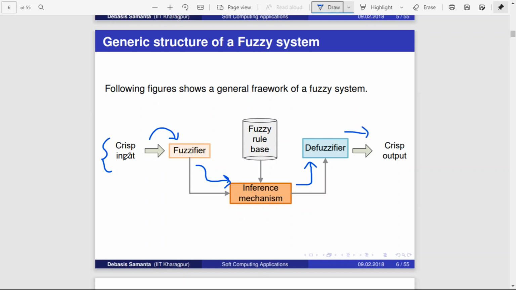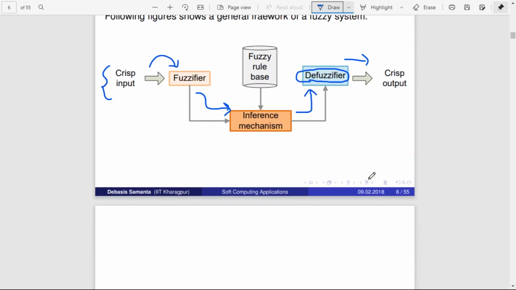This is how a typical fuzzy system works. It takes a crisp input, converts it to fuzzy, then it goes to the inference mechanism. Here, based on the fuzzy rules, it will undergo several transformations, and finally the output will be produced. The output in the fuzzy form will be again converted to the crisp form by using the block defuzzifier. So this is the part which we are discussing in this session. The defuzzifier is the one which converts the fuzzy result to a crisp result.